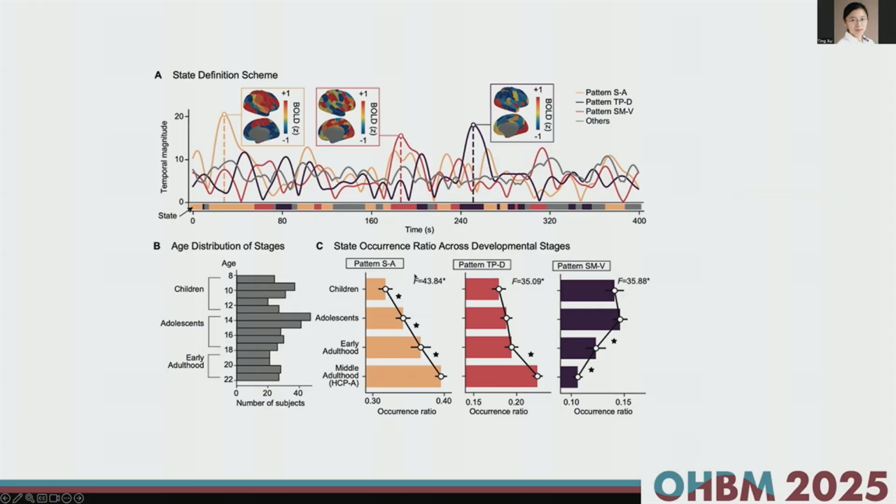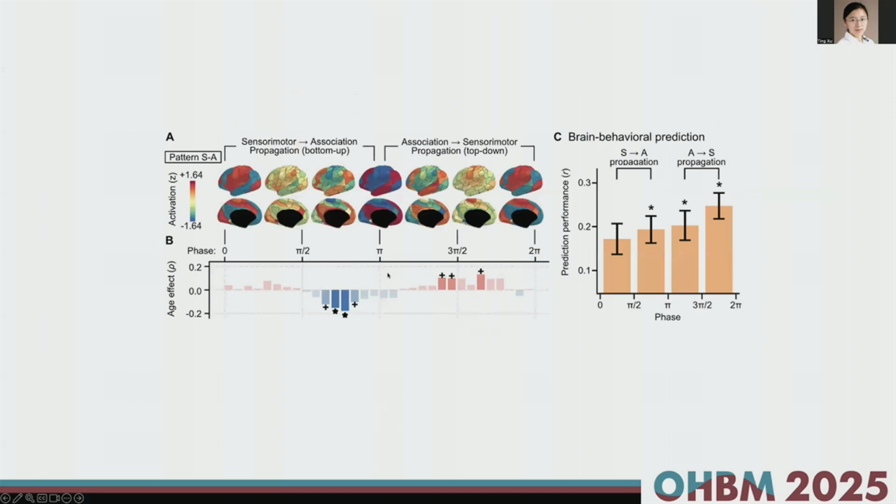So if we now focus on the first pattern, which shows the strongest developmental effect, we can examine the occurrence rate at every single phase of this pattern, and we find more interesting results. There's a positive age association with the top-down propagation phase and a negative association with the bottom-up phase. In other words, as we grow older, the brain tends to spend more time in top-down processes, moving from association to the sensory regions, and less time in bottom-up processes.